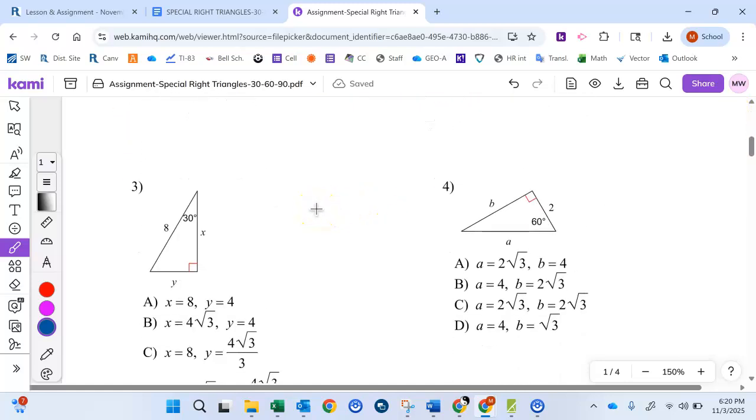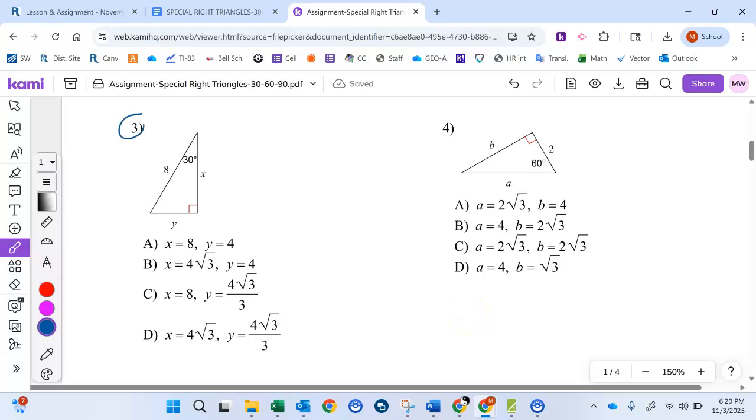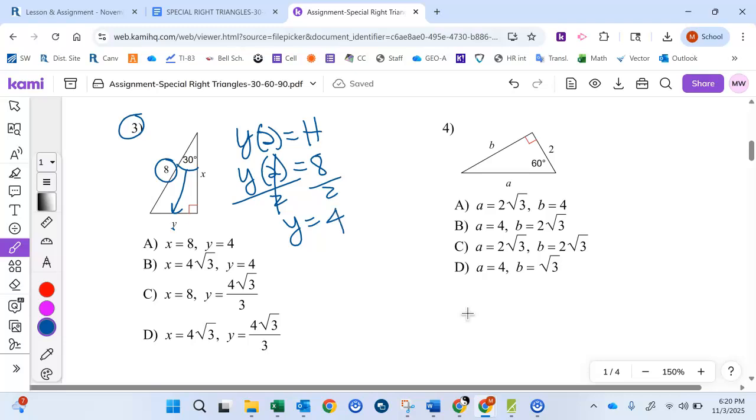So let's see. So the first new question I see is number 3, okay? So if you want to try it, go ahead, and then you can come back and check it if you want to pause the video. Okay, so 30 degrees is going to be the short leg. So that's your Y. So we know the short leg times 2 is equal to the hypotenuse, right? Well, we are given the hypotenuse. So that means that Y, or the short leg, times 2 is equal to 8. Divided by 2, that goes away. Y equals 4. So that's your short leg, right? So we're going to look for Y is equal to 4.